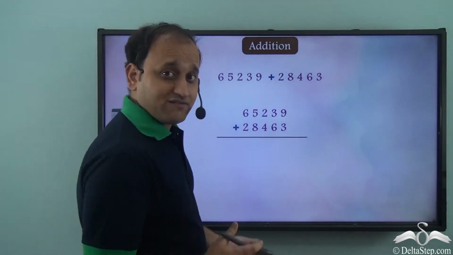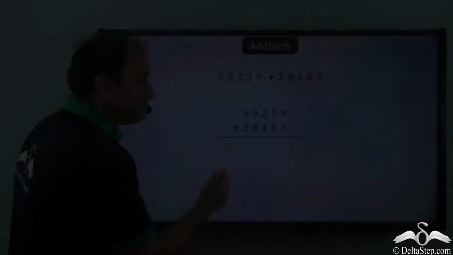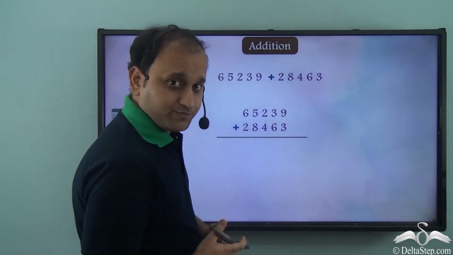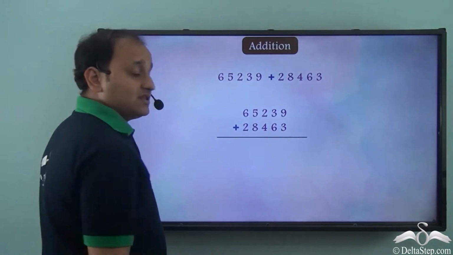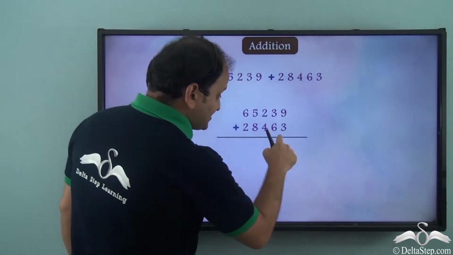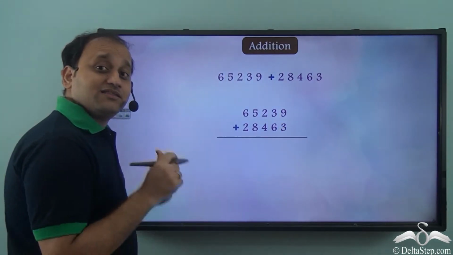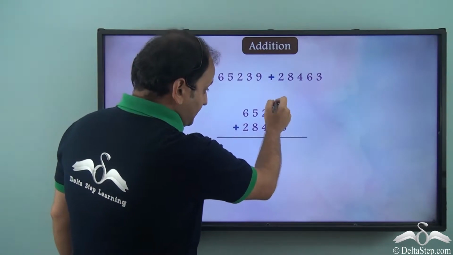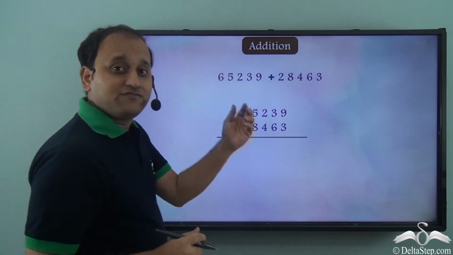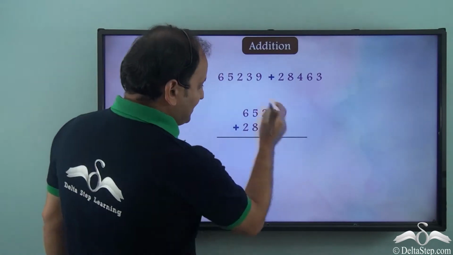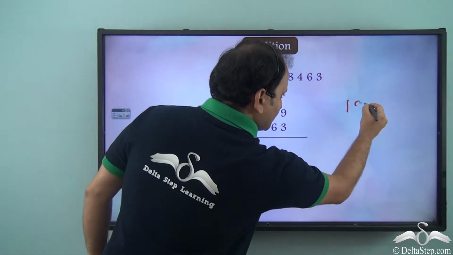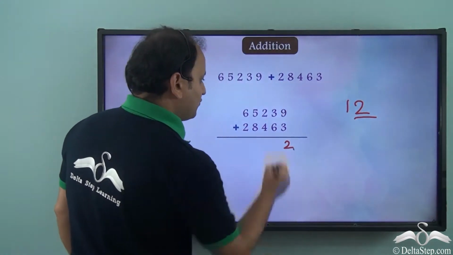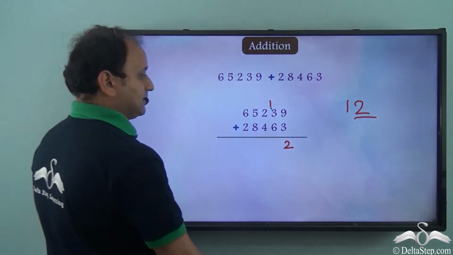Now you will notice that 12 is a 2-digit number. But we have to write only one digit here. So what will we do? Well, we will place the number in the units digit here and the number in the tens digit will be carried on here. That is just above the tens digit place. So we have 12. 2 is in the units place. So we'll write 2 here and 1 will be carried forward here.